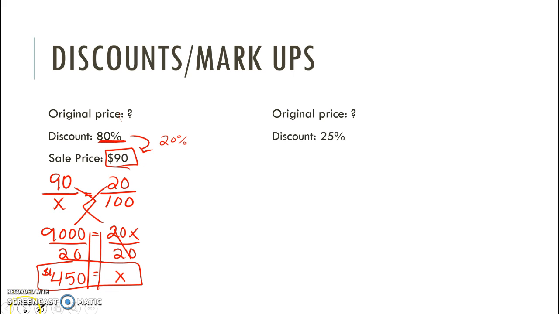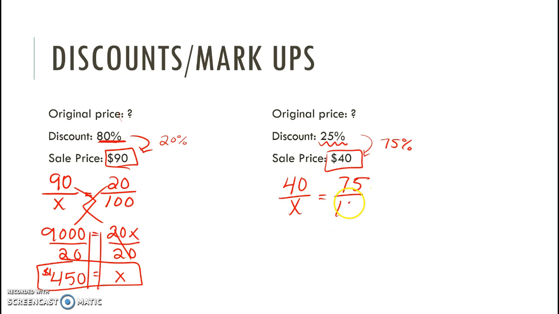We're given a discount of 25% and our sale price is $40. So again, we pay $40, but we got 25% off of the original price. So that means we pay 75% of the original price. So we're going to set up our proportion 40 over X is equal to 75 over 100. Again, we're going to use our cross products, and we get 4,000 is equal to 75X.